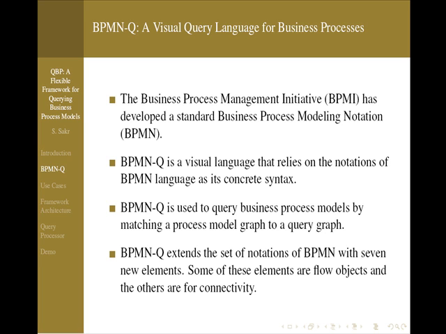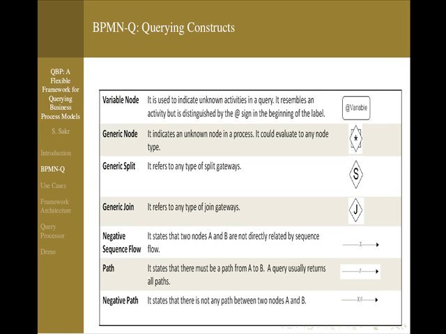BPMNQ extends the set of notations of BPMN with 7 new elements. Some of these elements are flow objects and the others are for connectivity. The first object of BPMNQ is a variable node, which is used in the query to indicate unknown activities to be pointed to this variable node. The second construct is the generic node, which indicates an unknown node in a process. Generic split object refers to any type of split gateways. Generic join object refers to any type of join gateways.